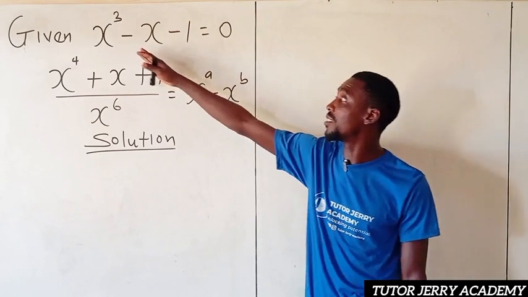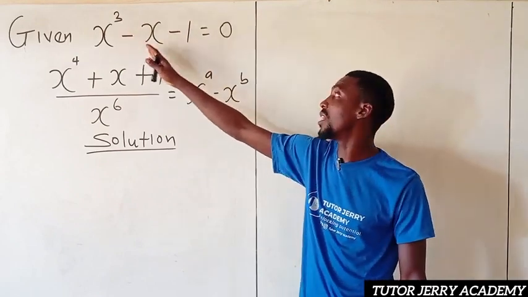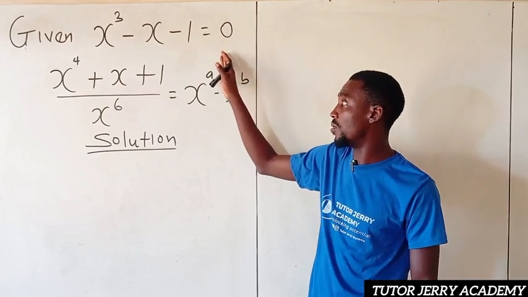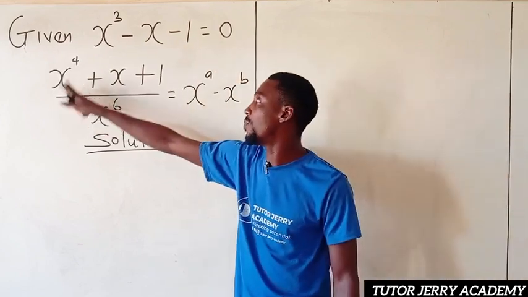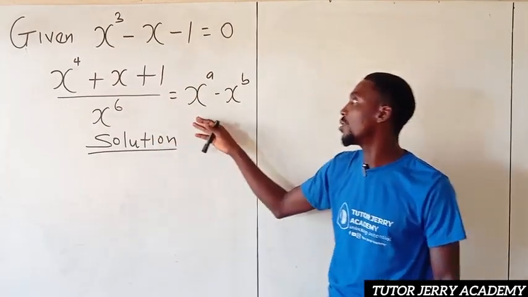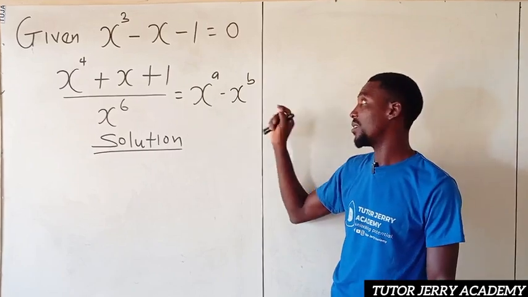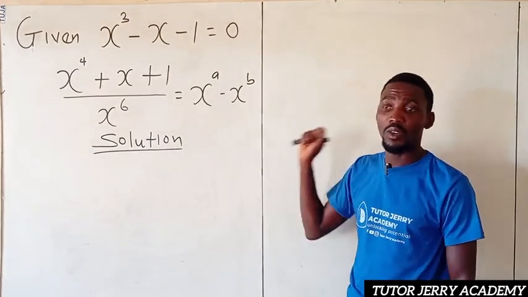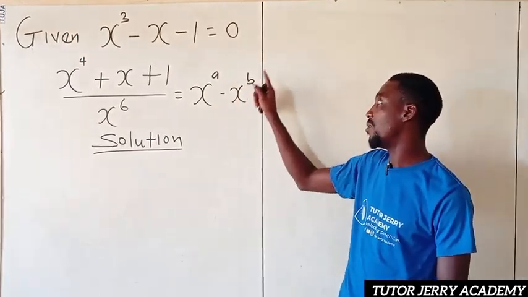It says given that s to the power of 3 minus s minus 1 equals 0, and s to the power of 4 plus s plus 1 all over s to the power of 6 is equal to s to the power of a minus s to the power of b. So we want to look for the value of a and the value of b.